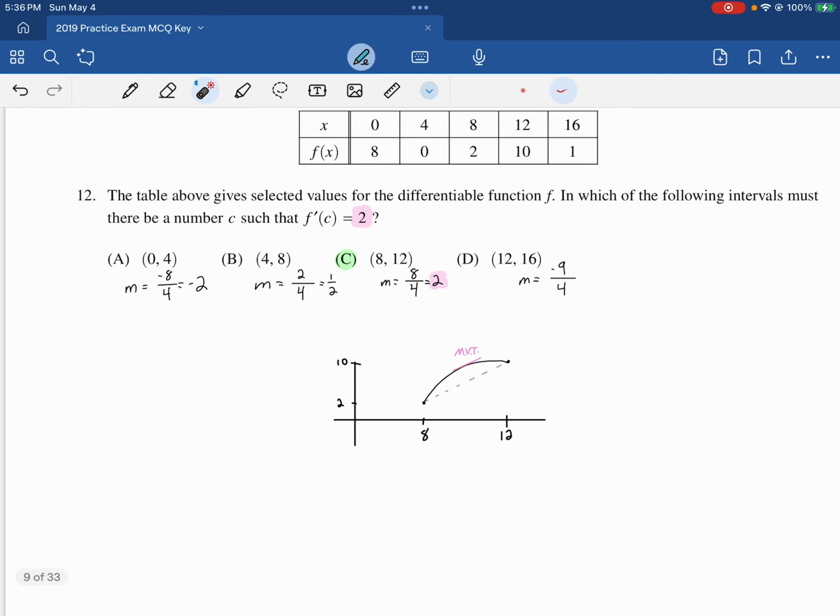Number 12, we have a table. The table above gives selected values for the differentiable function f. In which of the following intervals must there be a number c such that the slope at c is 2? This is your mean value theorem.